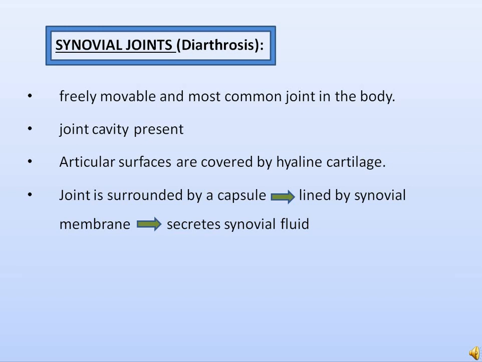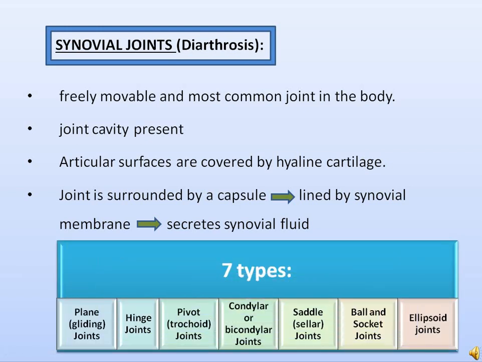So the synovial joints, these can be further divided into 7 subtypes. The plane joints, which are also called as the gliding joints, the hinge joints, then we have the pivot joint, condylar or the bicondylar joints, the saddle or the sellar joints, the ball and socket joint, and the last one is the ellipsoid joints.